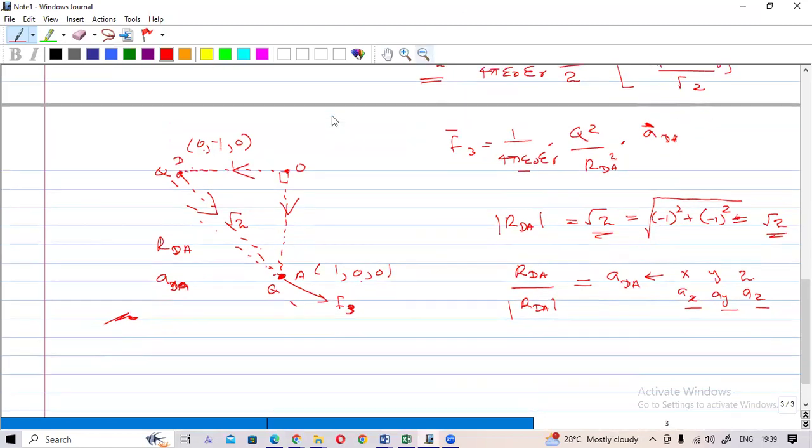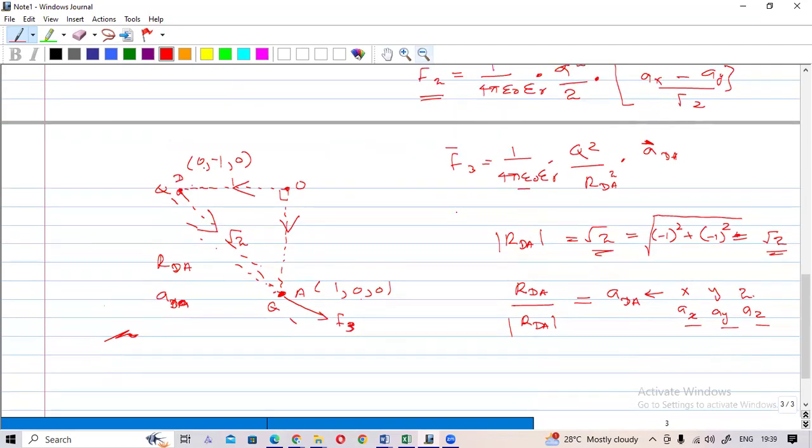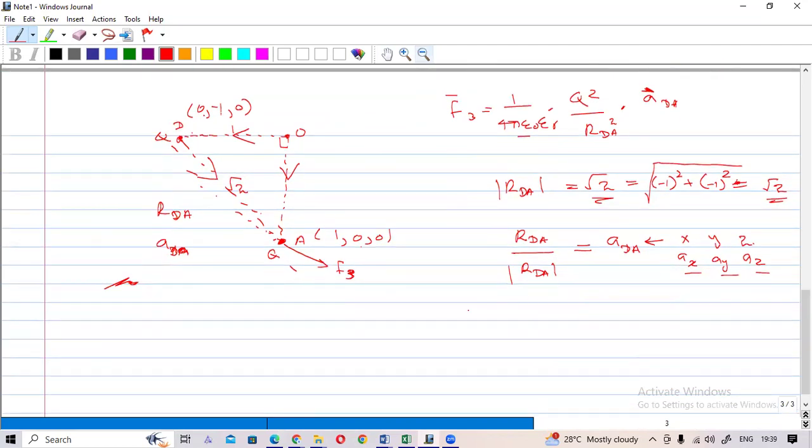So anyone could find the unit vector AD. Actually, that is the only thing we need to find, no? This one, AD, because we already know the magnitude squared, that is square root 2. These terms we also know. So we have to find this one, AD. Very simple. All questions are of this type. That is not much difficult.